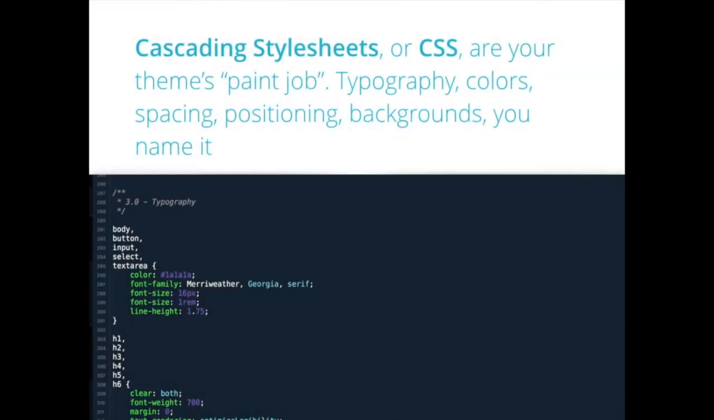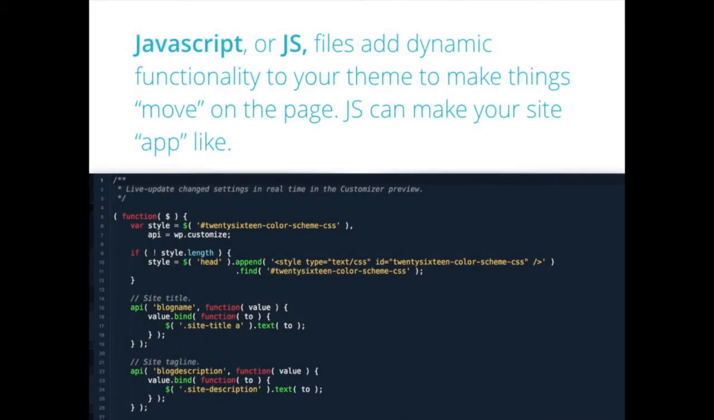Cascading style sheets, or CSS, are your theme's paint job. Typography, colors, spacing, positioning, backgrounds, you name it, that's all controlled by the CSS. JavaScript, or JS, files add dynamic functionality to your theme to make things move. JavaScript can also make your site feel app-like.